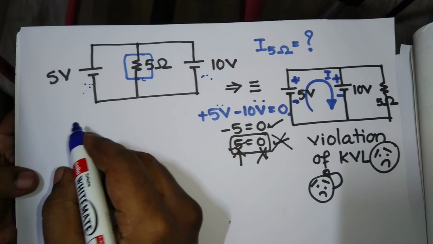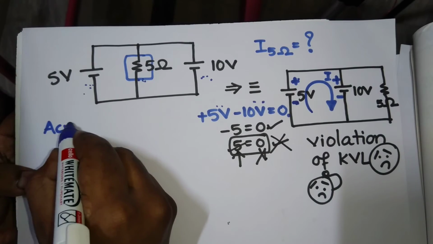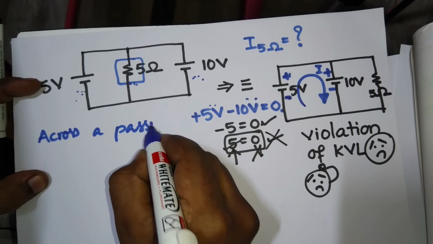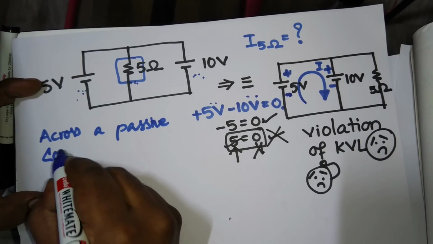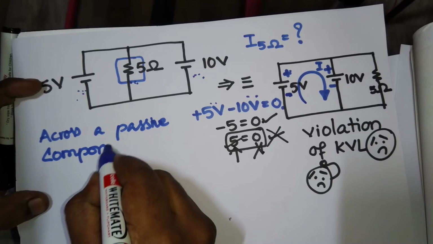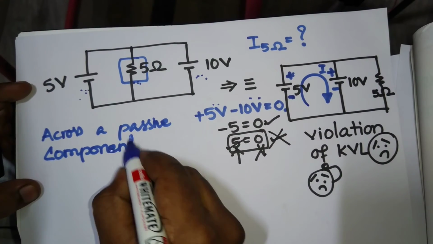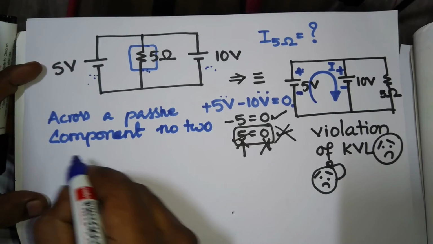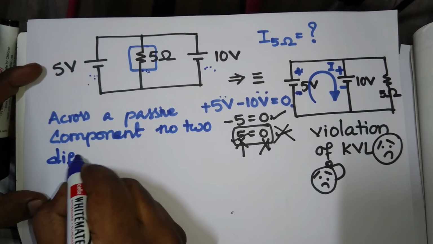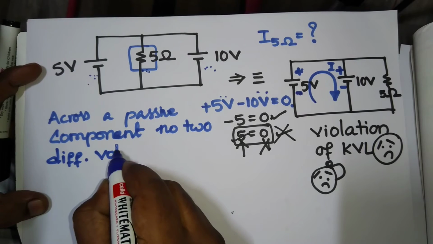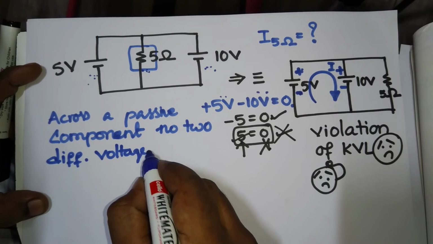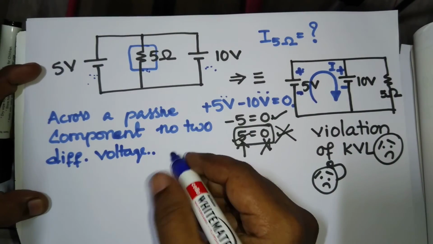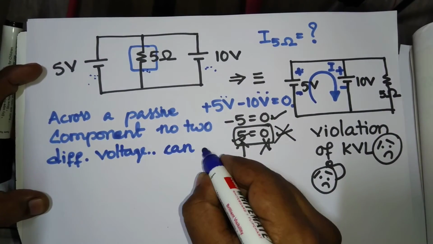Okay, so across a passive component, never, this will never happen, right? Across a passive component, no two different voltages can act. No two different voltages can act or can appear.